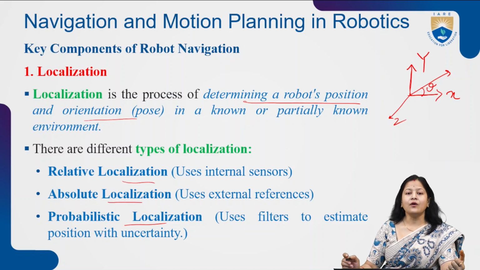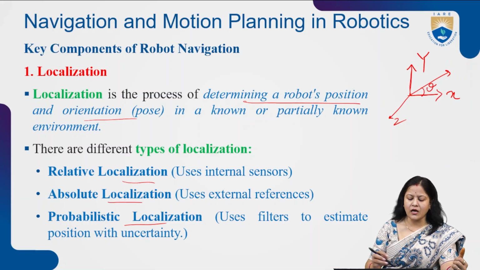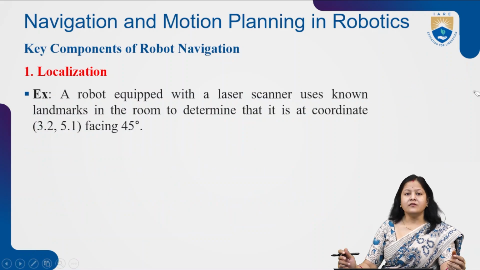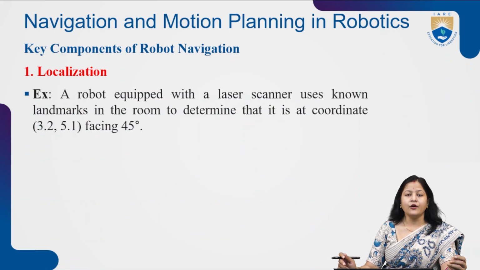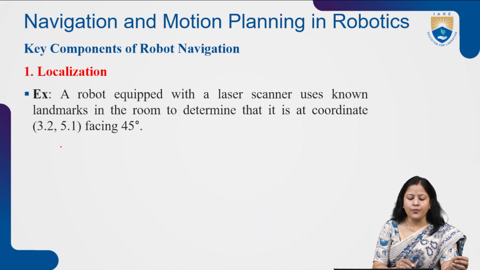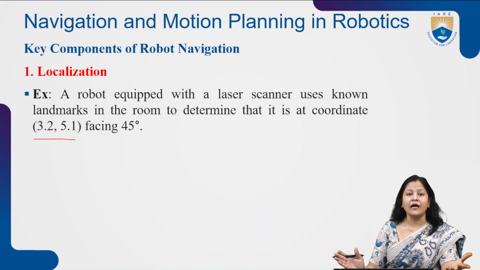And probabilistic localization means it uses filters to estimate position with uncertainty, especially in uncertain situations like a search and rescue environment. This is an example of localization: a robot equipped with a laser scanner uses known landmarks in the room to determine that it is at coordinate 3.2, 5.1, facing 45 degrees. That means it is a two-dimensional space and the robot is moving at an angle of 45 degrees. That is called localization at a particular moment.